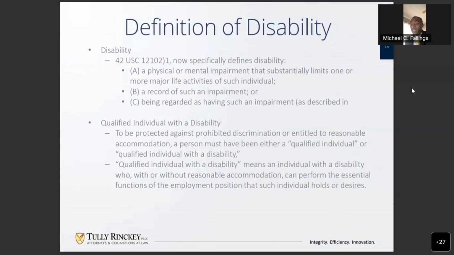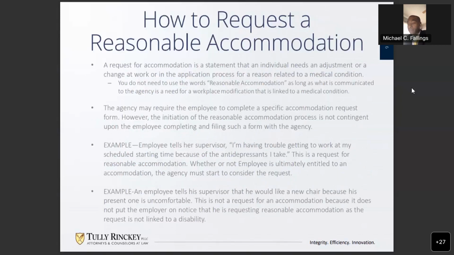So the next slide is how to request a reasonable accommodation. A reasonable accommodation request is a statement that an individual needs an adjustment or change in their work environment because of a medical condition. You don't need to state the specific words reasonable accommodation. You just need to make sure you're communicating to the agency that you need a workplace adjustment, a workplace modification that's linked to a medical condition.